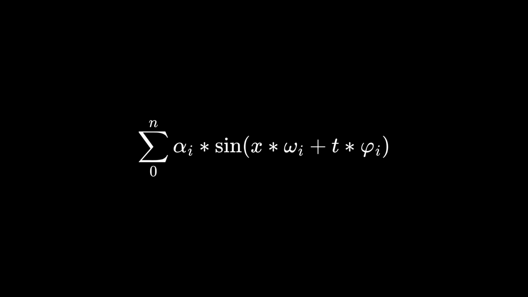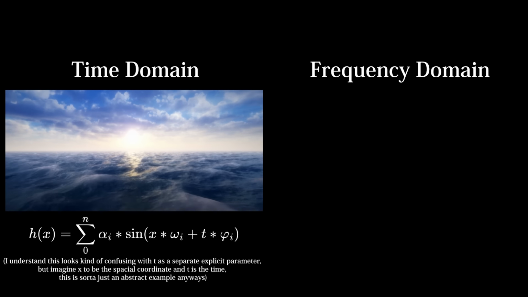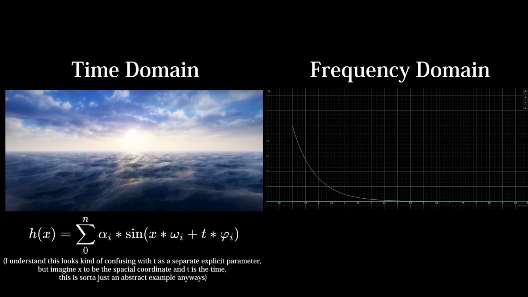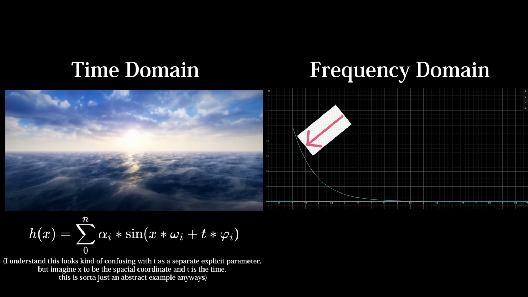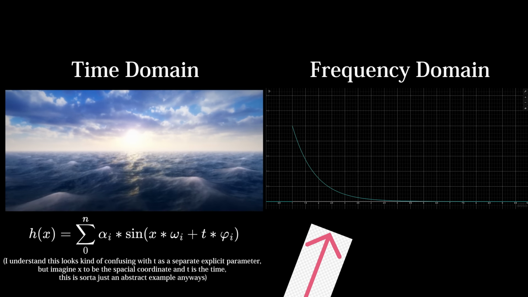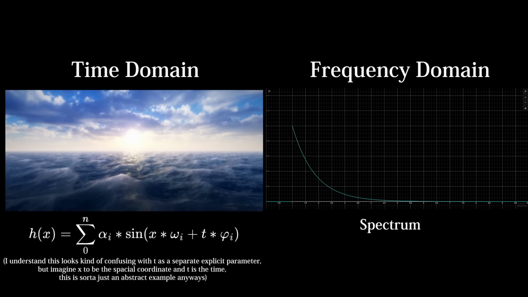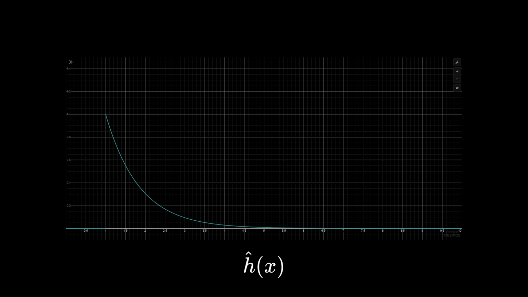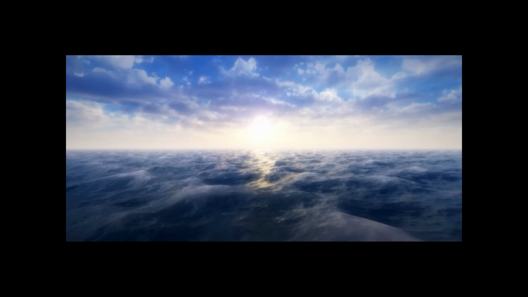Thinking back to our very complex fractional Brownian motion sum of sines, the time domain graph is crazy, but the frequency domain graph would actually be quite simple, since our waves start with amplitude 1 and exponentially decrease as frequency increases. This frequency domain graph is also referred to as the spectrum of our water, and we reference it as h hat. So, if such a simple function can generate such a complex looking fluid simulation, the logic would track that if we got a little bit more sophisticated, we could probably model a very convincing ocean.